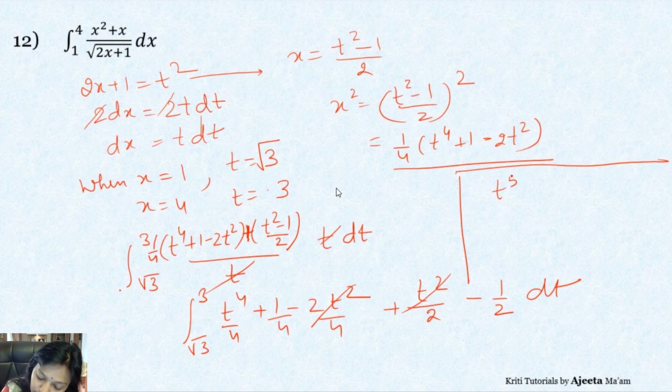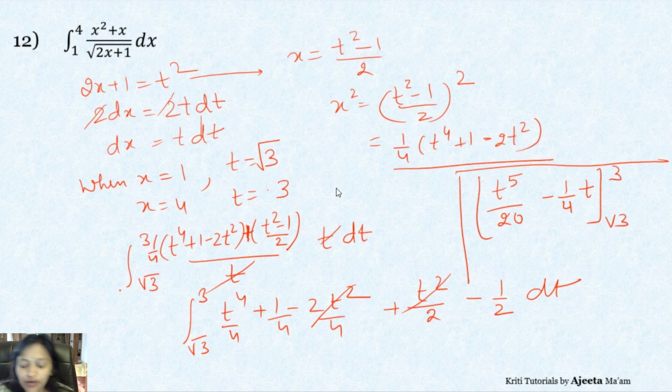So what will you get? t raised to 5 by 5, but 4 is also there, so you put it for 20. Now here 1 by 4 minus t, and the limits are from root 3 to 3. Just simple. Now we will put the limits. So we have t raised to 5 here, and the limits are from root 3 to 3. Now we have to put the limits carefully and get the answer.